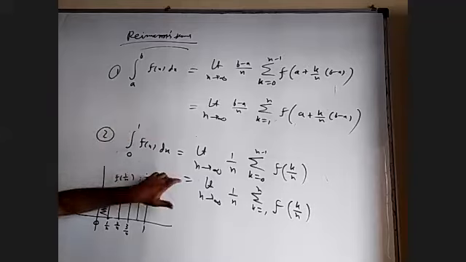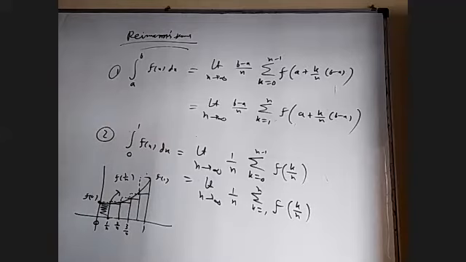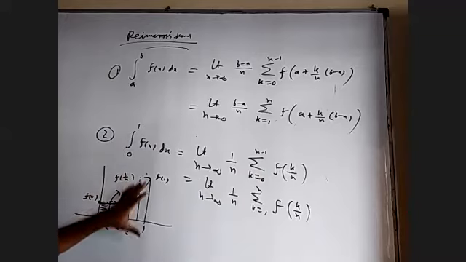This and this are the same. Only thing is a is 0, b is 1. And it is easier to relate all the x coordinates, corresponding heights, and how this into this is giving different rectangles. Every time the width is 1 by n, and the heights are f of 0, f of 1 by n, f of 2 by n, f of 3 by n, up to f of n minus 1 by n, and f of 1.